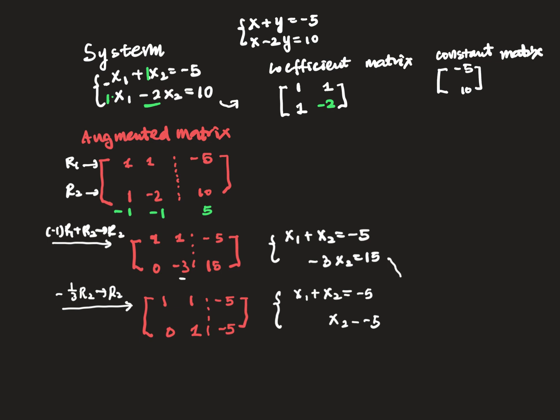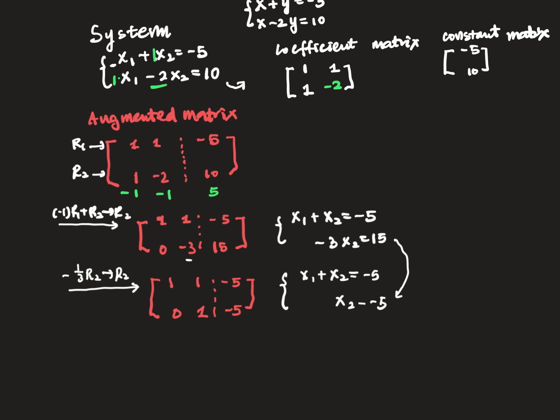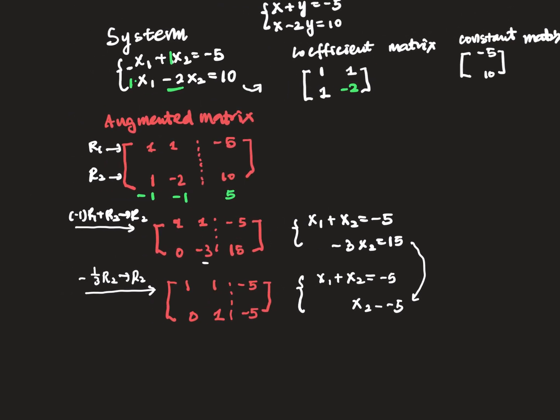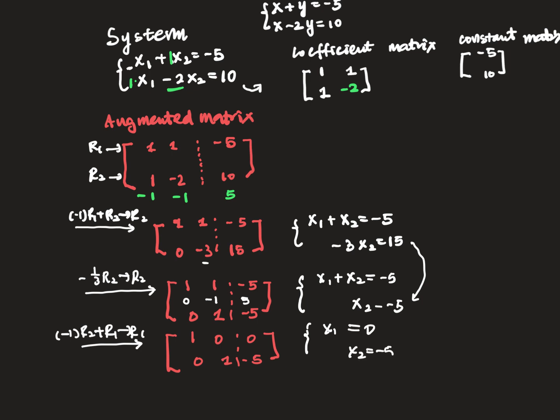How do we get to this one, guys? Look at this one, we divide by -3, exactly. What is the next one? Next you have to do this, guys. Look at this one. This entry should be 0. So what kind of operation do you need? Negative 1 R2 plus R1 goes to R1. So this one is negative 1, 0, negative 1. Here is positive 5. So you have 0. 1, 0, 0, 0, 1, negative 5. Now this is the system of equations form: x1 equals 0, x2 equals negative 5.